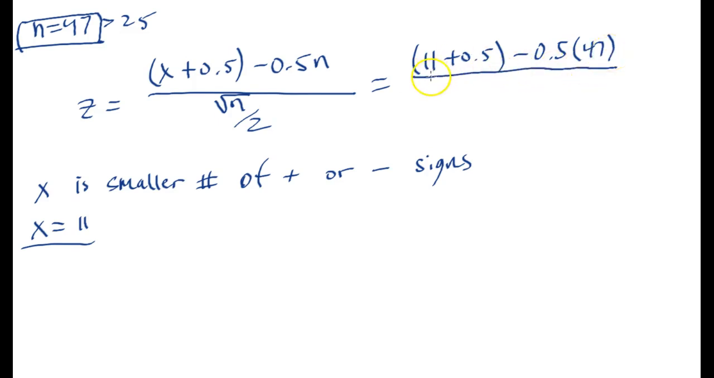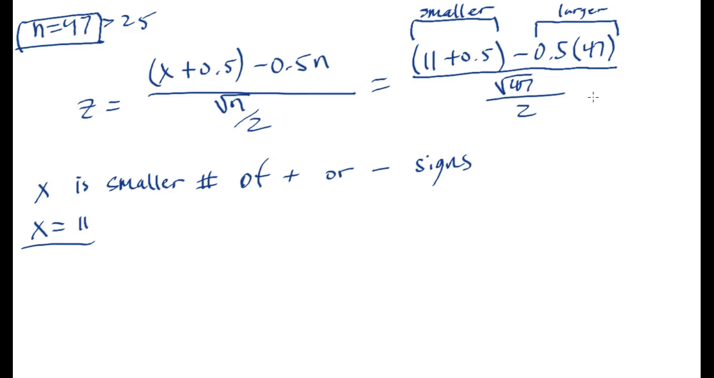Since we're using the smaller of the plus or minus here, and we're subtracting half of the total of plus or minuses, this will always be larger than this. So this is always larger, and this is smaller. We can see an example of what I mentioned before: smaller minus a larger is always going to be negative. That's why the numerator is always negative, because we're taking a smaller and subtracting a larger. The denominator is always positive, because we're taking the square root of n, in this case 47, and dividing by 2. So z is always negative.